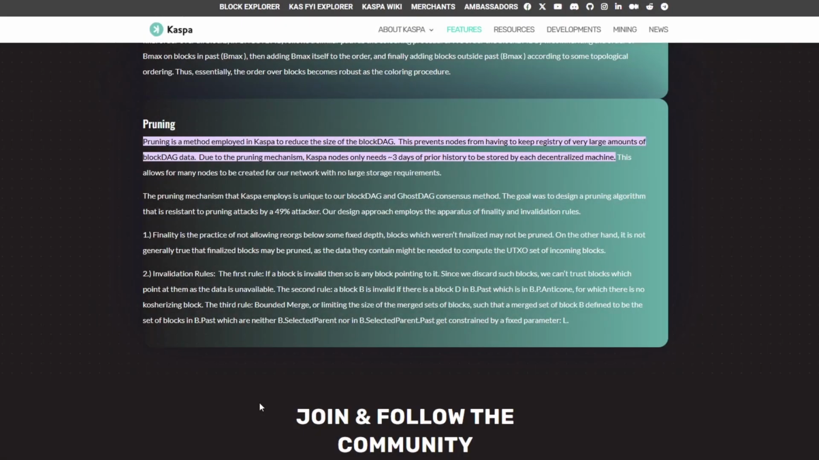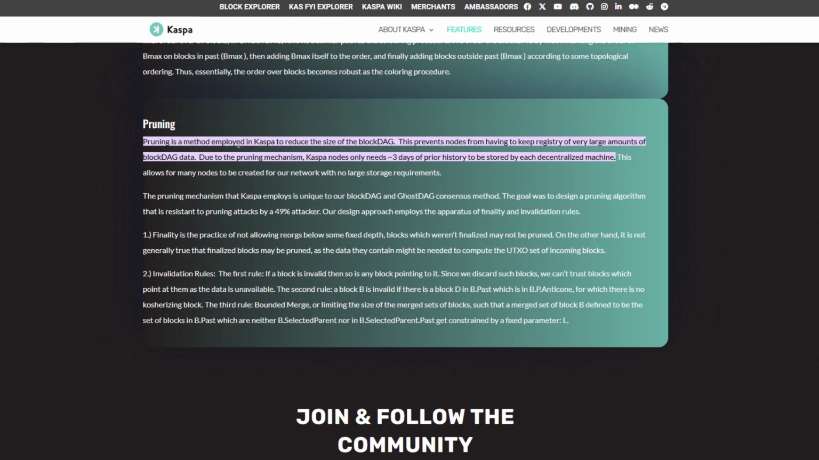So today we're going to be talking about Kaspa pruning. There's been a lot of talk around Kaspa pruning in the past, and why it might be a good thing, why it might be a bad thing. There are some disadvantages or advantages to this, so we're going to be going through them today and talking about them.